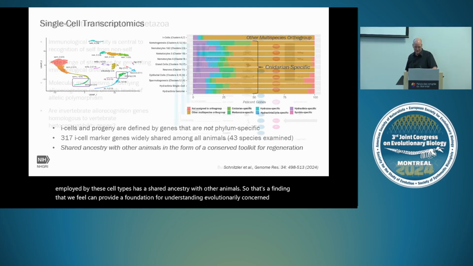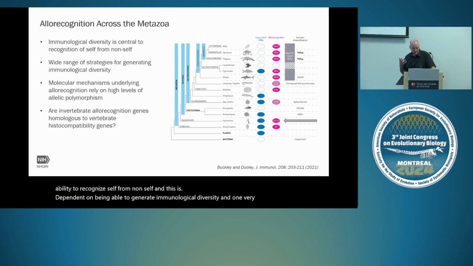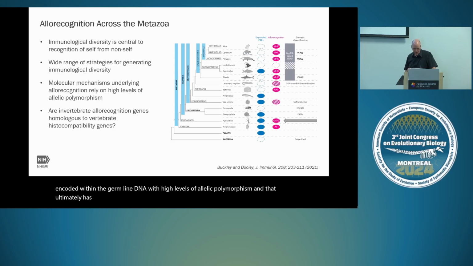So let's turn our attention to allorecognition, the ability to recognize self from non-self. And this is dependent on being able to generate immunological diversity. And one very conceptually simple way to generate diversity is to just have a large repertoire of immune receptors encoded within the germline DNA with high levels of allelic polymorphism. And that ultimately has important consequences for genotype survival.